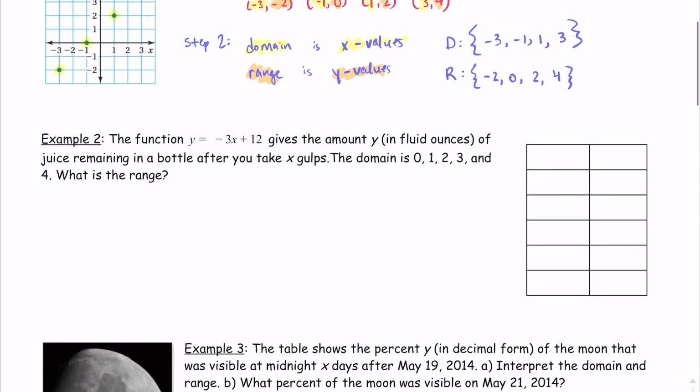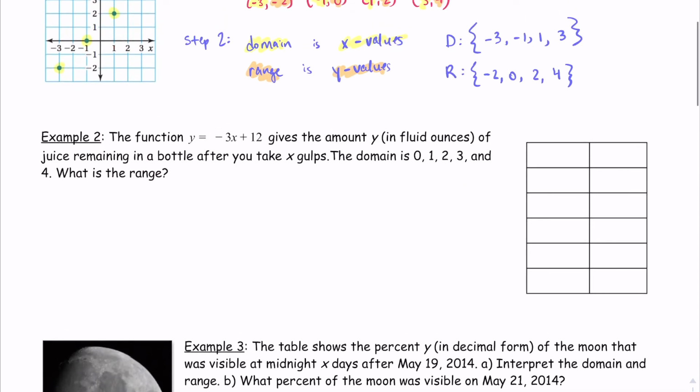So I'm given my function. Here's my function right here. Y equals -3x plus 12. So this is where the XY chart comes in handy. So what are my inputs again? It looks like my domain are those values, so 0, 1, 2, 3, 4. So now what this is saying is, if I plug in 0 for x, so I'm taking this function right here, so plug in 0 for x. So at x equals 0, y equals -3 times 0 plus 12. -3 times 0 is 0.